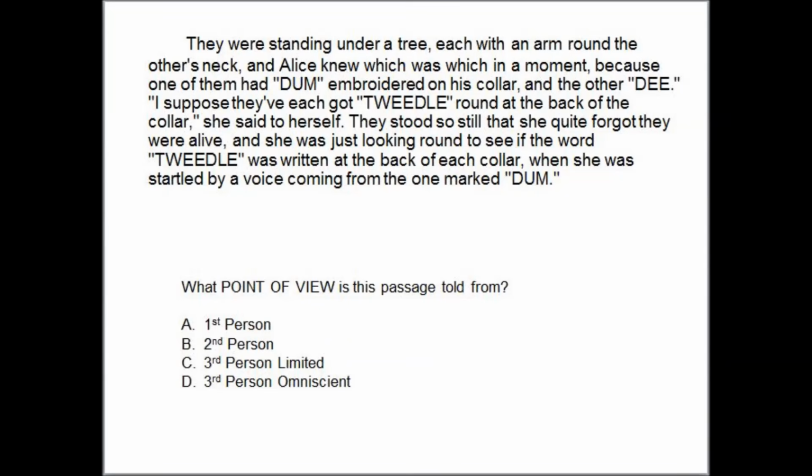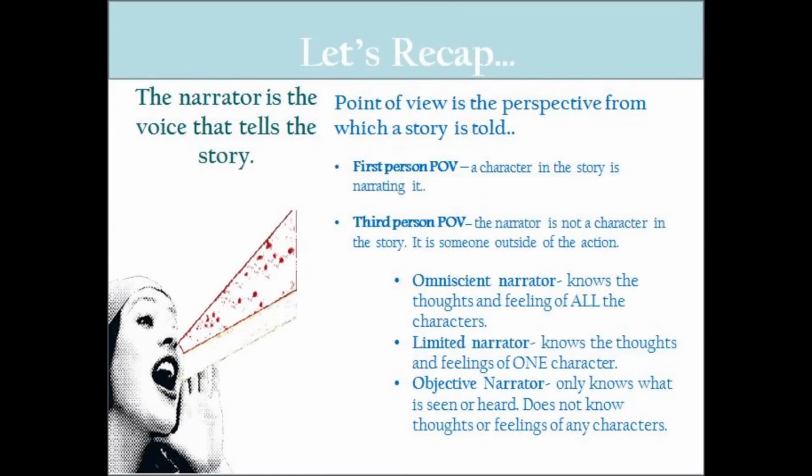And another. They were standing under a tree, each with an arm round the other's neck, and Alice knew which was which in a moment, because one of them had "Dumb" embroidered on his collar, the other "Dee." "I suppose they've each got 'Tweedle' round at the back of the collar," she said to herself. They stood so still that she'd quite forgot they were alive, and she was just looking round to see if the word "Tweedle" was written at the back of each collar, when she was startled by a voice coming from the one marked "Dumb." What point of view is this? First person, second person, third person limited, or third person omniscient?